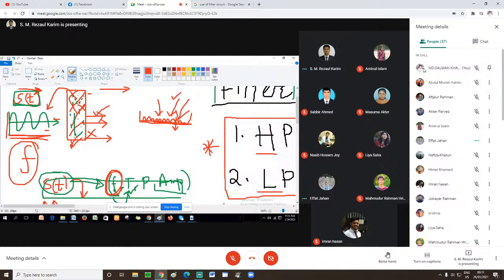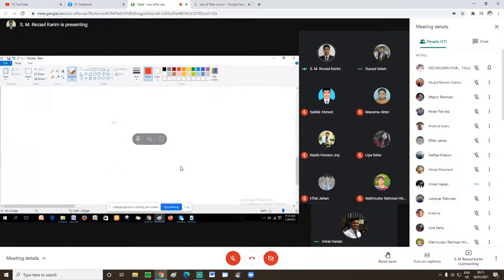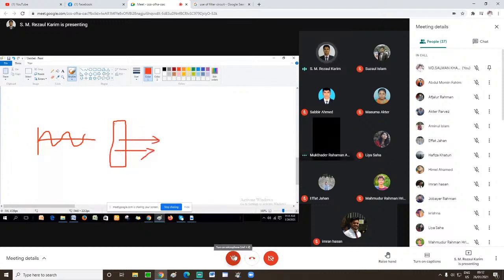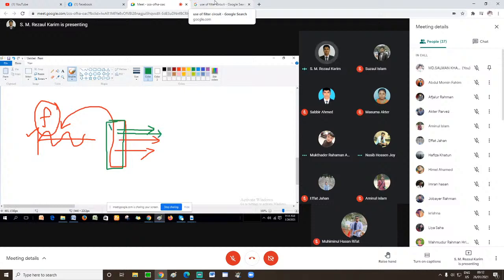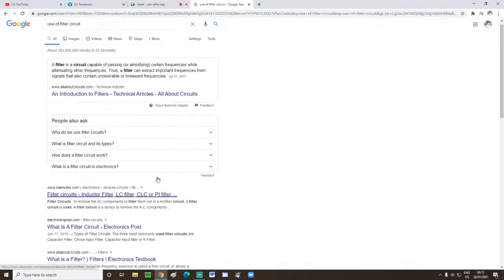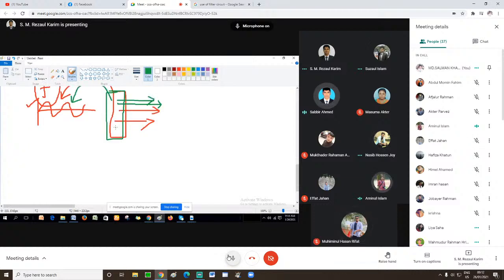Can you understand me? Yes, sir. A signal given to a filter will pass or not depending on how much frequency the signal has. To make it simpler, the filter will decide which signal will pass and which will be blocked based on the signal's frequency level. Are you getting my point? Yes, sir. Sir, the range of frequency will be set in the filter. Yes, exactly.